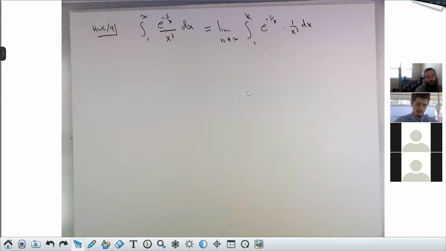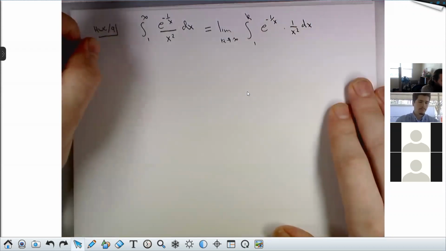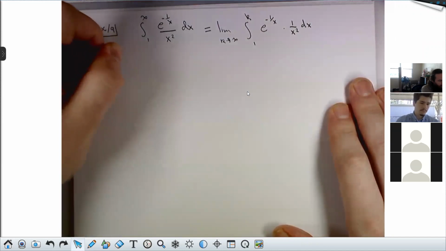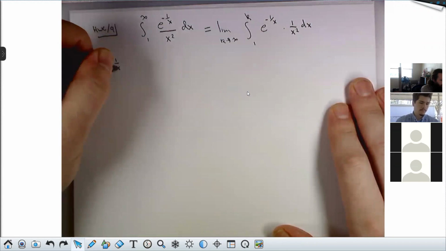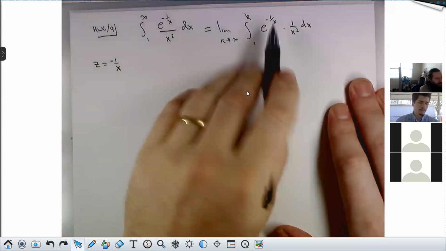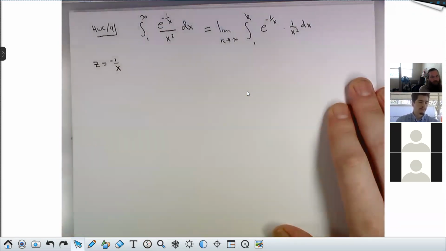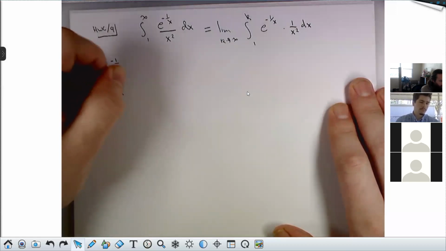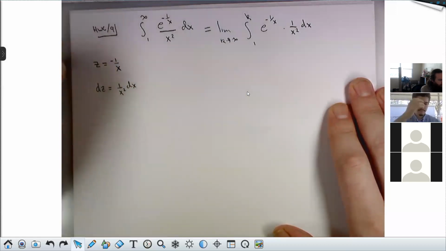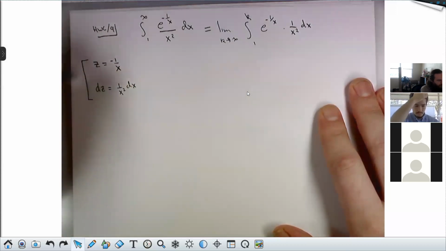There are a handful of ways to attack this from here. My advice would be the following substitution. z equals 1 over x, or even negative 1 over x. Substitute for the inside function here, the exponent. dz is then the derivative of 1 over x. That's positive 1 over x squared. That's exactly what we have sitting over there.